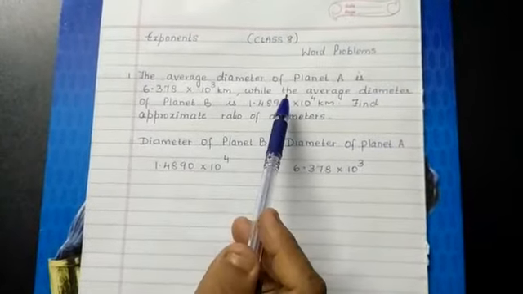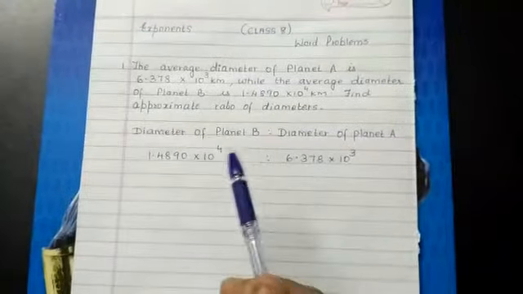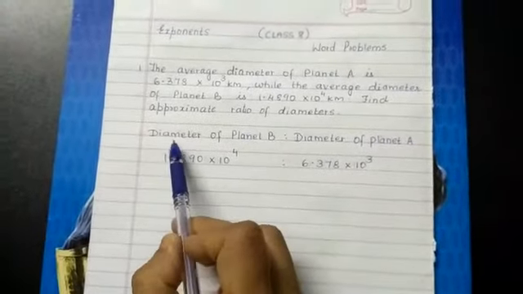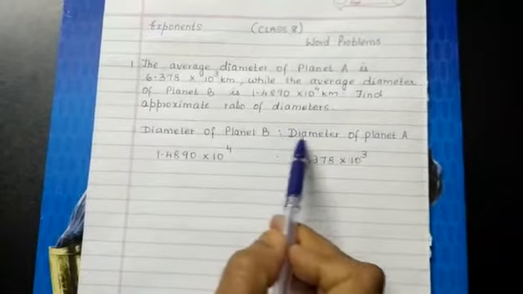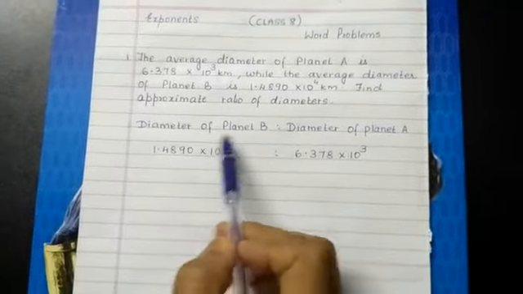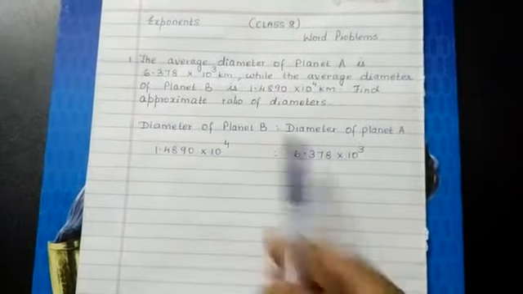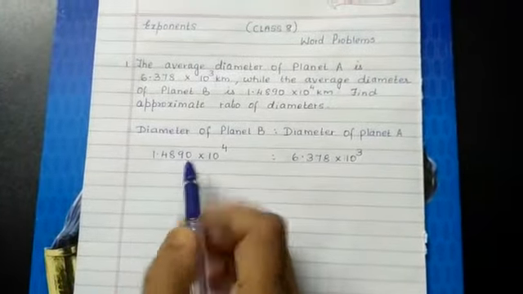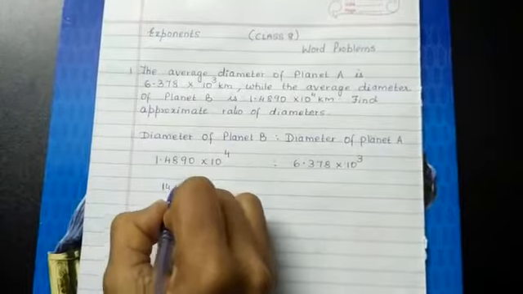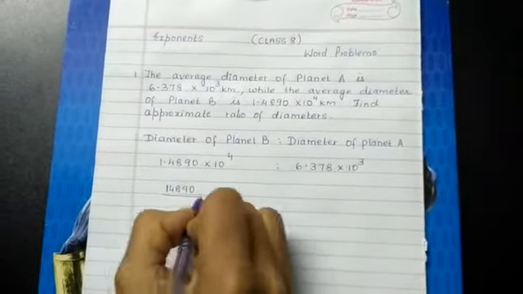Now they have told us to compare the diameters of planet A and B. So I have written diameter of planet B, ratio sign, diameter of planet A. I have taken planet B first and just filled in the information because I feel this is a bigger number. So now let us first remove the decimals. It is easy to work without decimals.